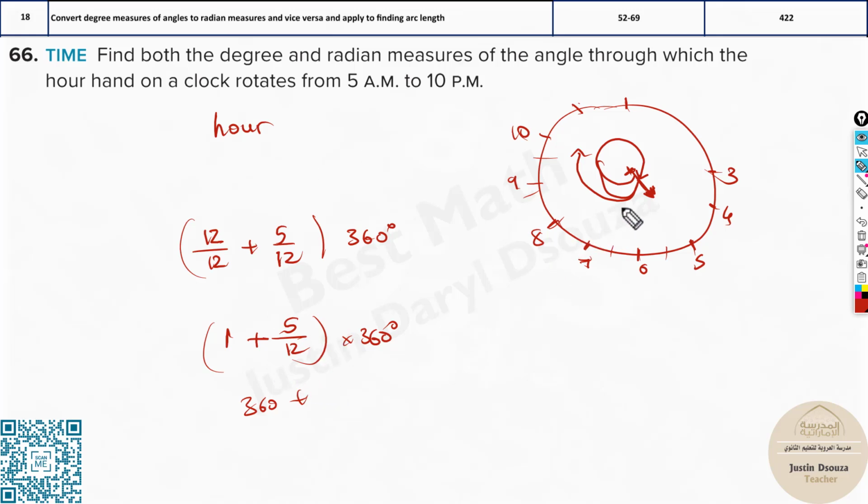So now there's another way to do it. I'll just write it out over here. From 5 a.m. to 5 p.m., it's 360 degrees.